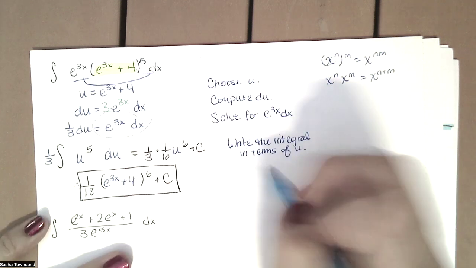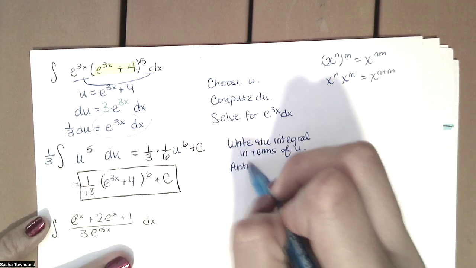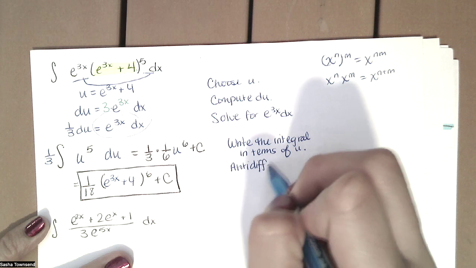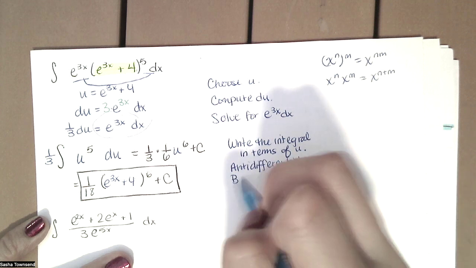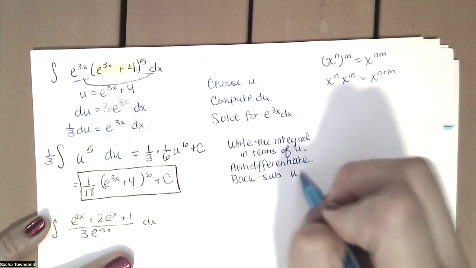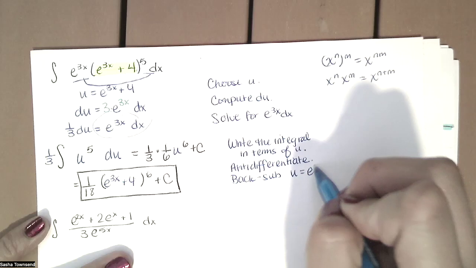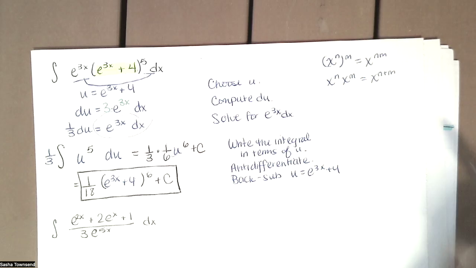We write the integral in terms of u. If we do have a basic rule, because we chose u wisely, we antidifferentiate. And then don't forget to back substitute to get a final answer in terms of x. In this case, we had u equals e to the 3x plus 4. So we just replace this u with e to the 3x plus 4, and then we're done.